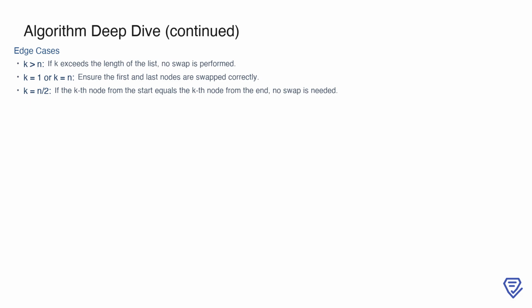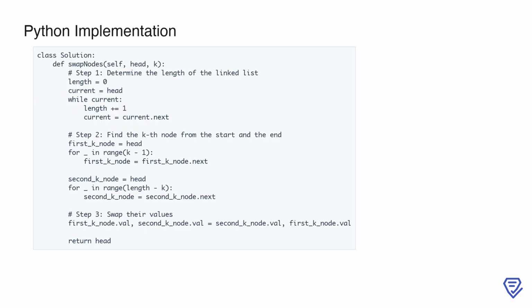The provided solution effectively solves the LeetCode problem number 1721, swapping nodes in a linked list, by using a straightforward approach. Here's a detailed breakdown of the code. Step 1. Calculate the length of the linked list. We initialize length to 0 and use a pointer current to traverse the linked list. As we iterate through the list, we increment the length variable. This step ensures we know the total number of nodes in the list, which is crucial for identifying the kth node from both ends.